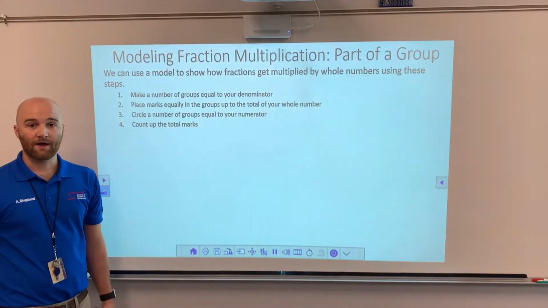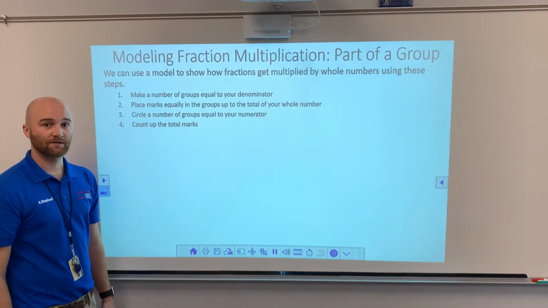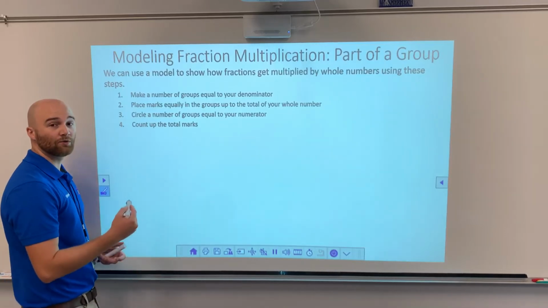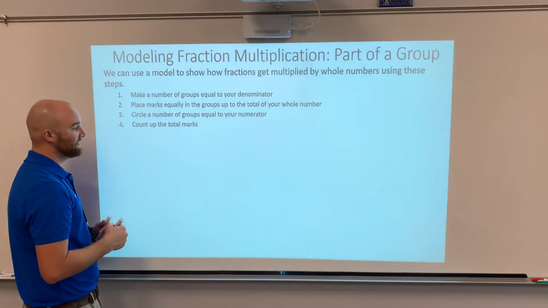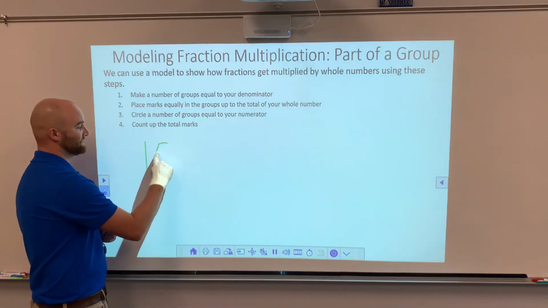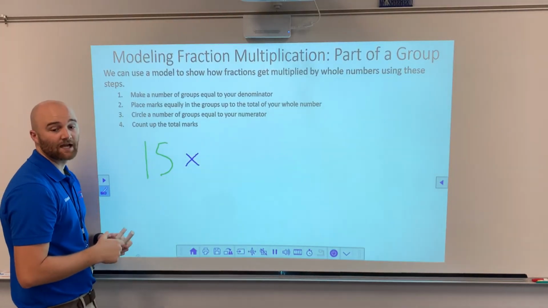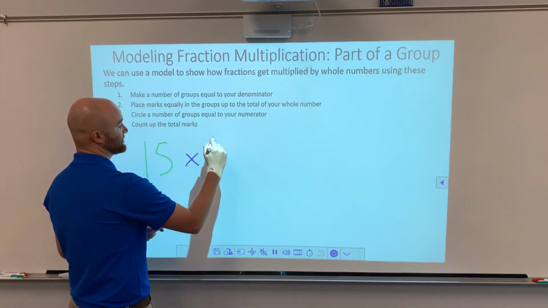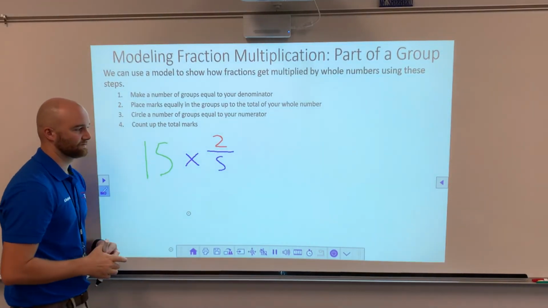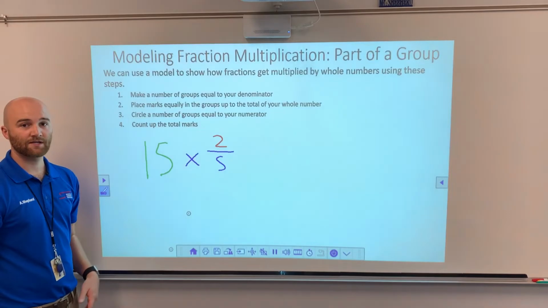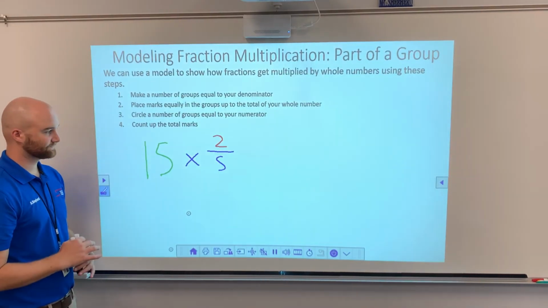The last thing to talk about is that it doesn't actually matter what order we have the whole number and the fraction in. We could have the whole number come first. So let's look at an example there. If I said that I've got 15, and I'm going to multiply that 15 times 2/5, I can still do the same exact process. Go ahead and pause the video and see if you can solve it.